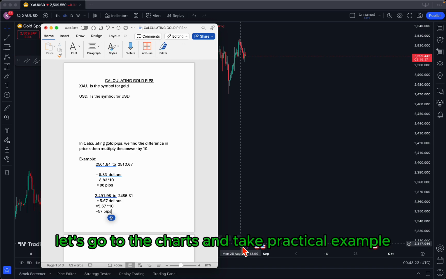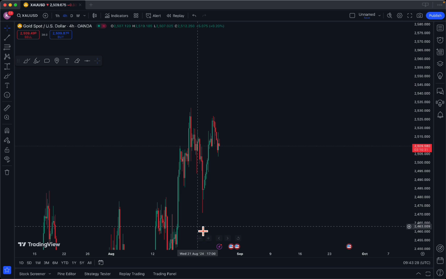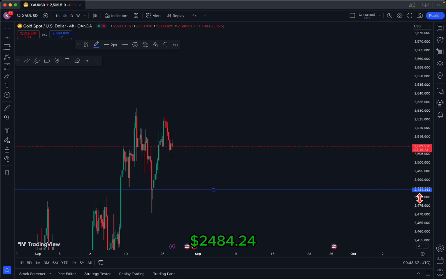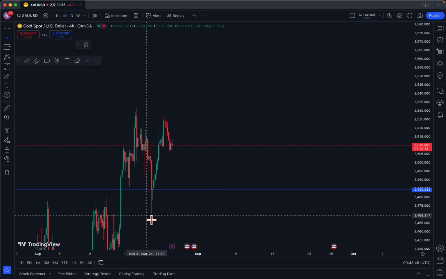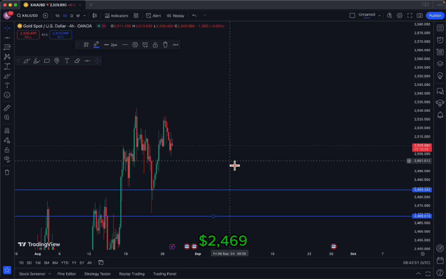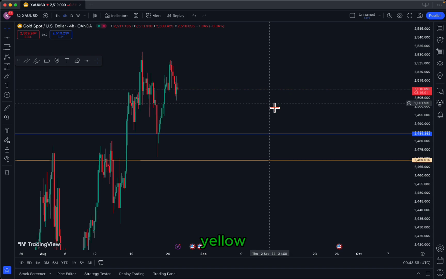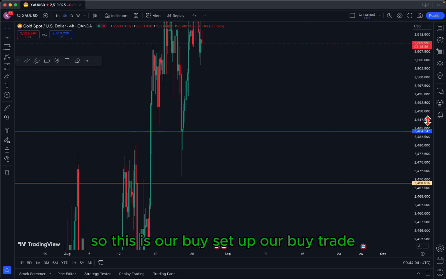Let's go to the chart and take a particular example. So let's say our entry is somewhere here, $2,484.24. So that's our entry, and we have our stop loss right here, $2,469. So that is our stop loss. Let's change the color to yellow. So this is our buy setup or our buy trade.